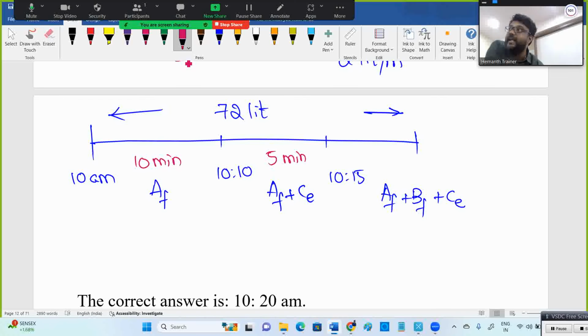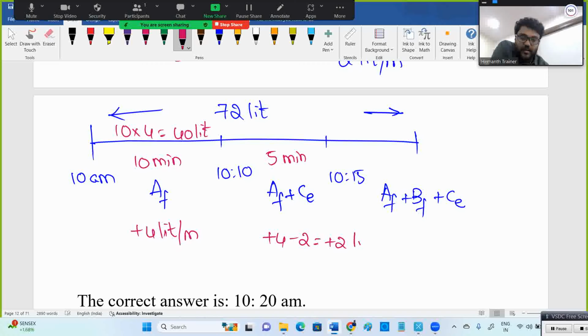Now when A is there, what can A do? It can fill 4 liters per minute. 1 minute 4 liters means 10 minutes, 40 liters completed. Next 5 minutes, who are there? A and C. A can fill 4, C can empty 2. Together 2 liters per minute. It is filling. Plus means filling. Together also finally the result is filling only. 1 minute 2 liters. 5 minutes means 5 into 2, 10 liters gone.